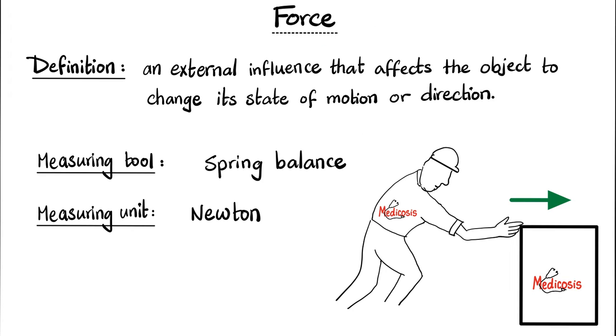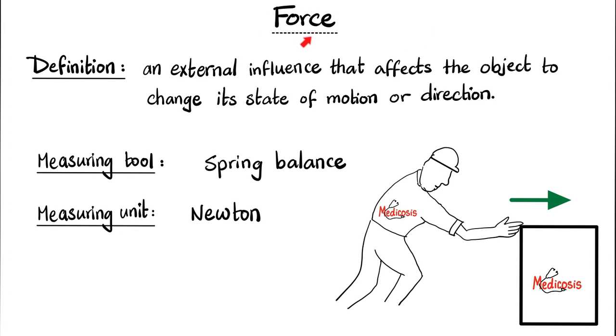What is the definition of force? It's an external influence that affects the object, let's say a box, to change its state of motion or direction. So I am applying force on that box. How do we measure speed? Speedometer. How do we measure time? A watch. How do we measure length? A measuring tape.